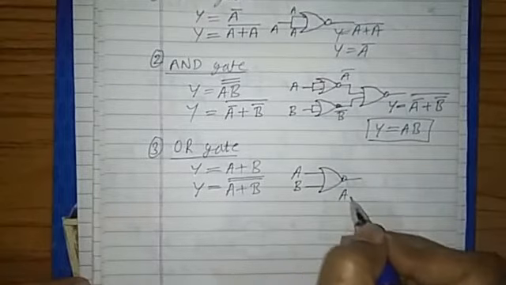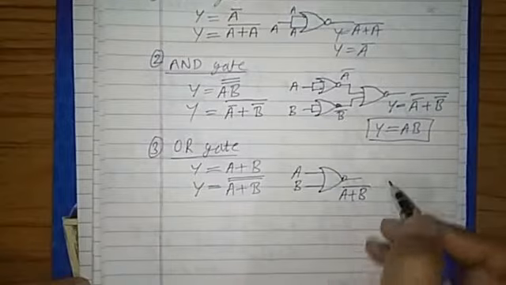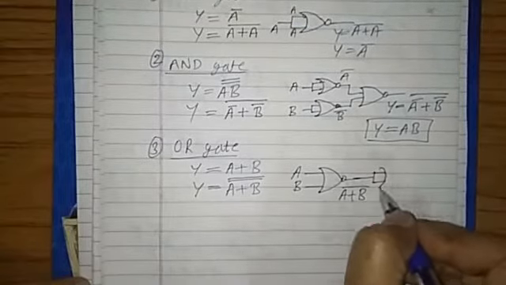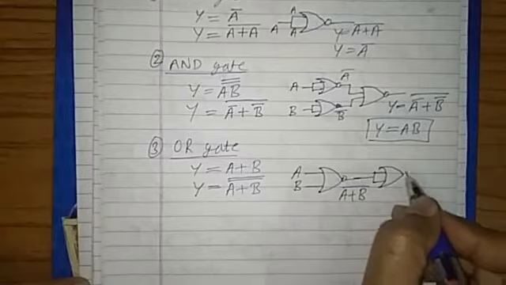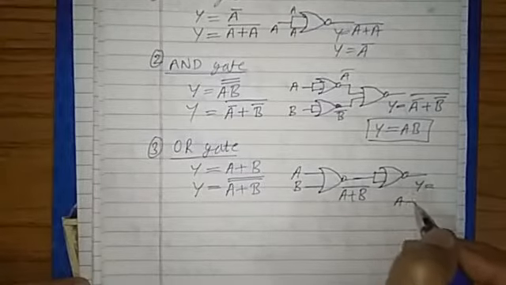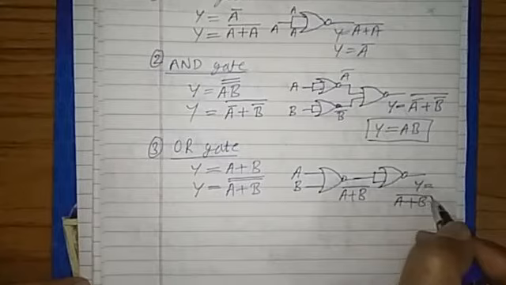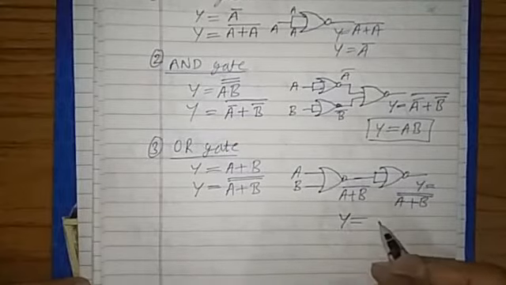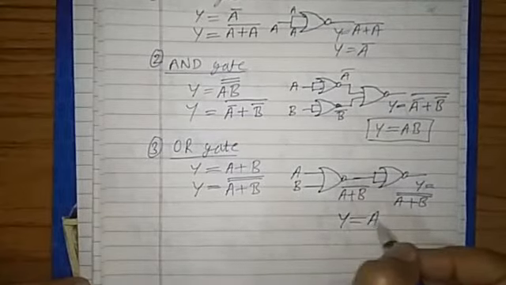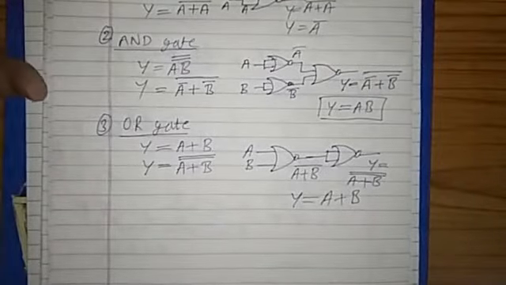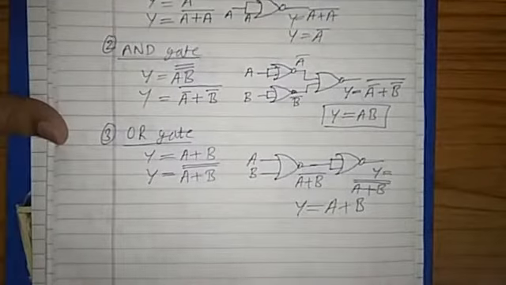This is A plus B whole bar, and in front of that one complement means NOT gate. This is Y equal to A plus B whole bar. Therefore I'll get Y equal to A plus B.